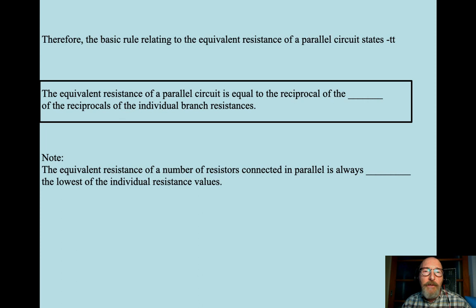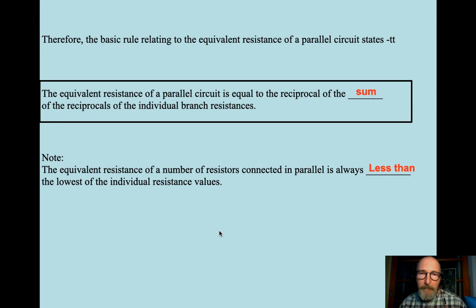Okay, therefore, the basic rule relating to the equivalent resistance of a parallel circuit states the equivalent resistance for a parallel circuit is equal to the reciprocal of the sum of the reciprocals, sum of the conductances, and then converting it back into resistance again, of the individual branch resistances. Note, the equivalent resistance of a number of resistors connected in parallel is always less than the individual resistance values. So if I had three resistors, 5 ohms, 10 ohms, and 20 ohms, all in parallel, and I run the maths on that and I get a number larger than 5, I should know straight away I've made a mistake, because the rule is that it's always got to be lower resistance, the net resistance, the Req of the whole circuit has to be lower than the smallest resistor in that parallel branch.